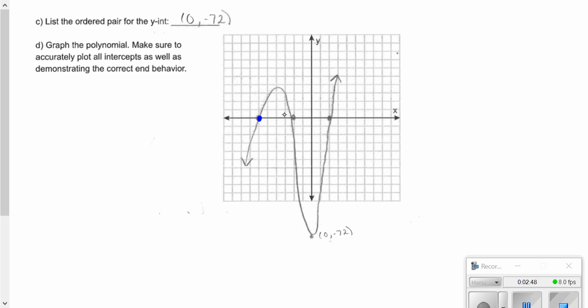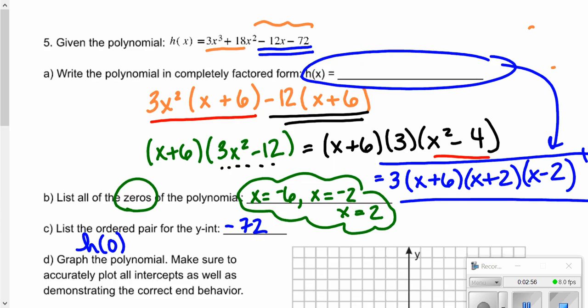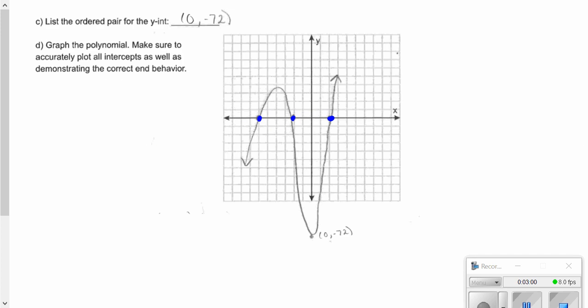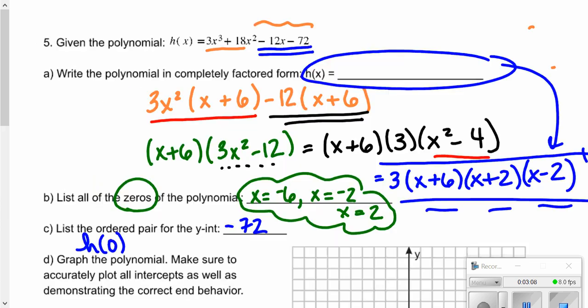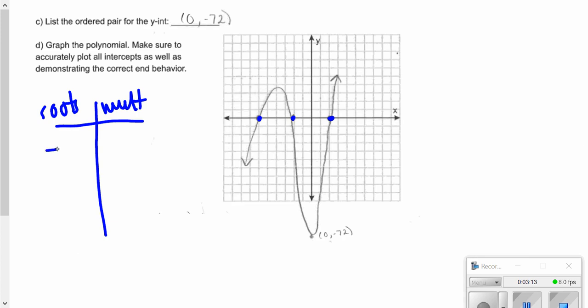All 3 of the intercepts, or the zeros, are ones that the graph crosses through because they all had multiplicity of 1, because they were only in the factored form 1 time each. I often will make a little chart in my classes about roots and multiplicity. So if you look back at these factors, you'd have negative 6 and negative 2 and negative 1. They each were there just the 1 time, okay?